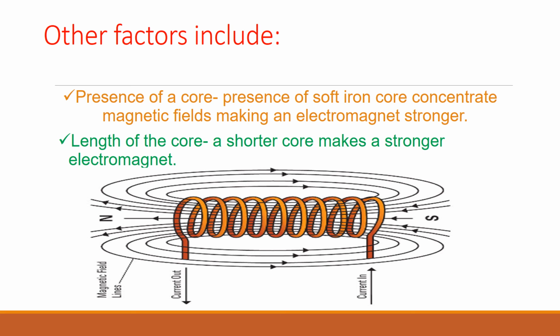Five, which is related to three, absence or presence of the core. With the presence of the core, the electromagnet becomes stronger. With the absence of the core, the electromagnet becomes weak. Thank you so much.